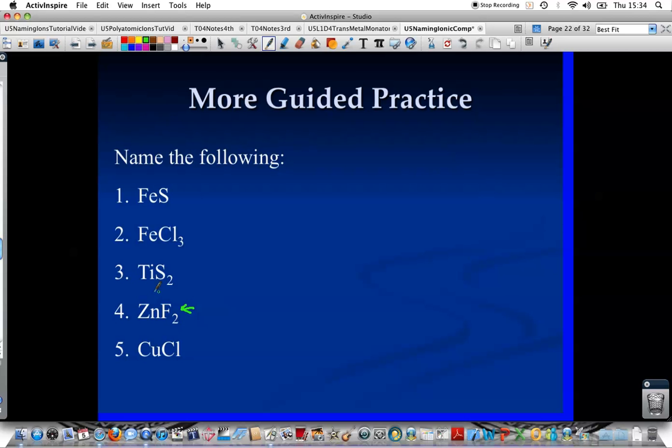This one, trick question. Zinc is on the list of those transition metals that don't use Roman numerals because they only form one charge. So this one's real easy. It is just zinc fluoride.